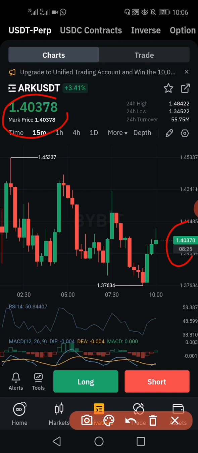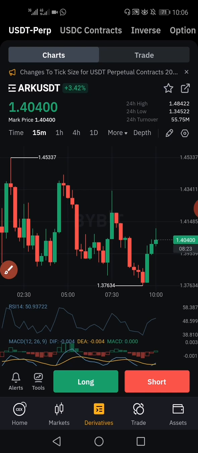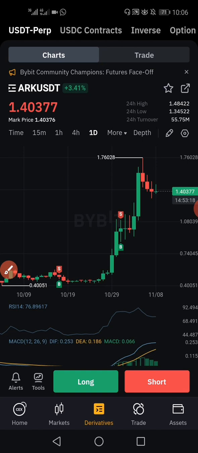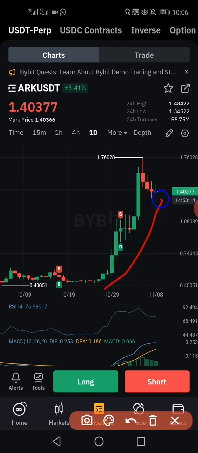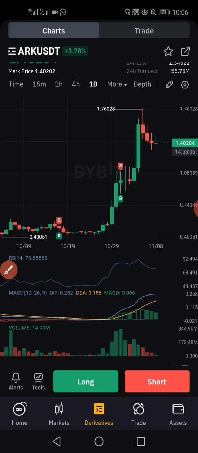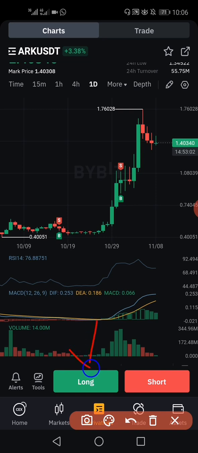So let me first of all go to a higher time frame. So let's go to 1 day time frame. Okay, I'll click on 1 day time frame. So if you see, you can see that this coin is in an uptrend. Now because it's in an uptrend, we are going to be looking for opportunity to buy it. That is to long. Buy means long, short means to sell.